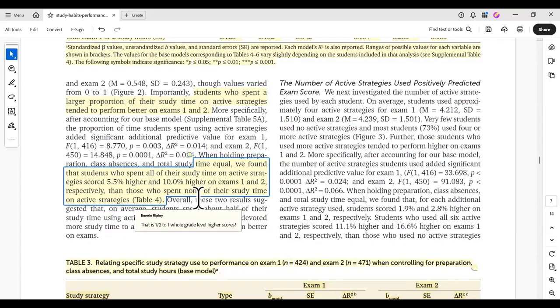In the grand scheme of things, it's not going to take you from a 50% to a 90%. But if you're frustrated, you feel like you're always stuck and you just can't quite get to an A, maybe looking at your study strategies is the thing that can push you over that hump. Okay.